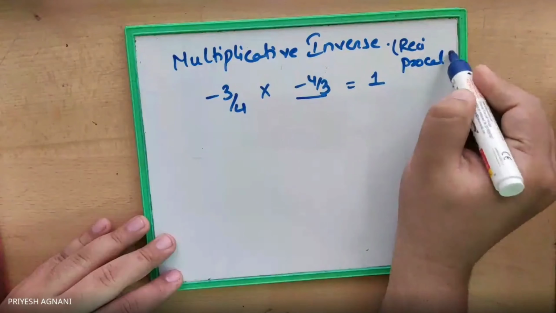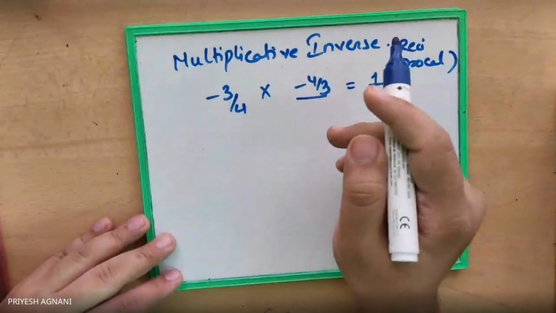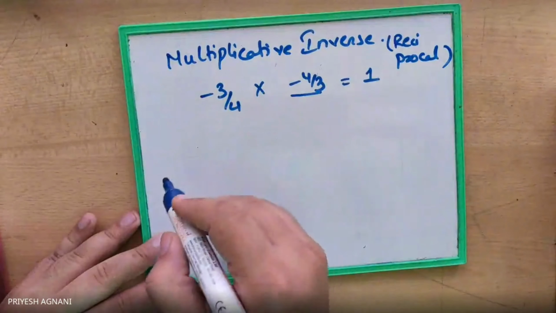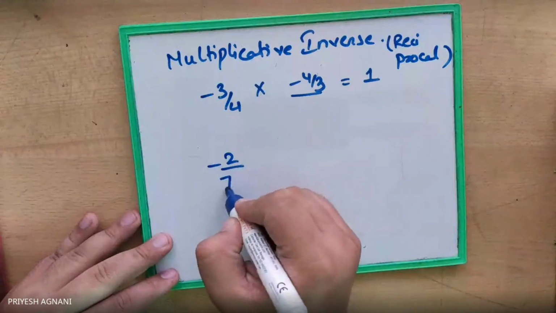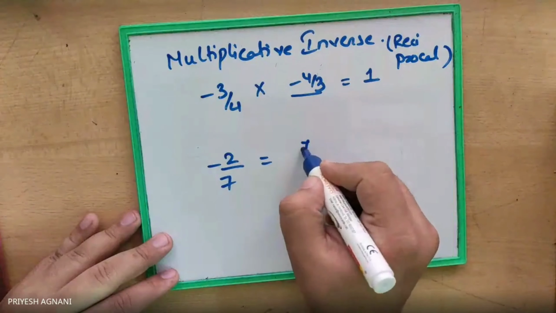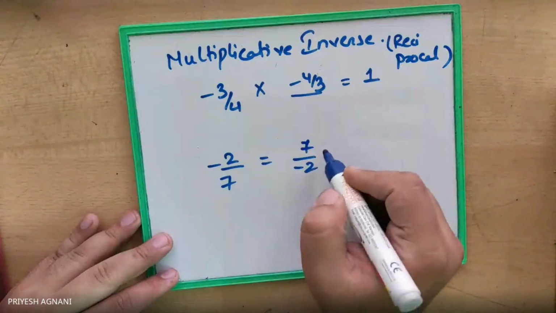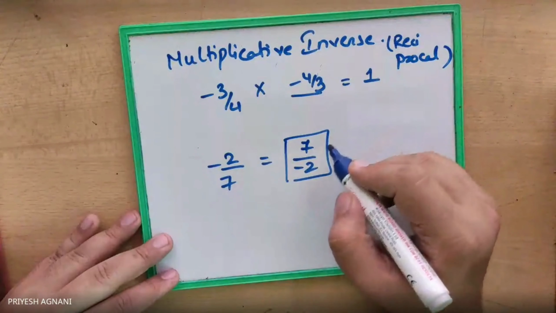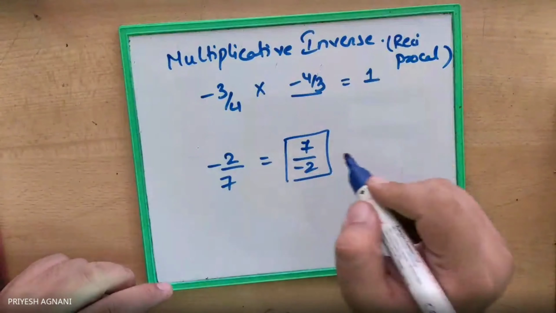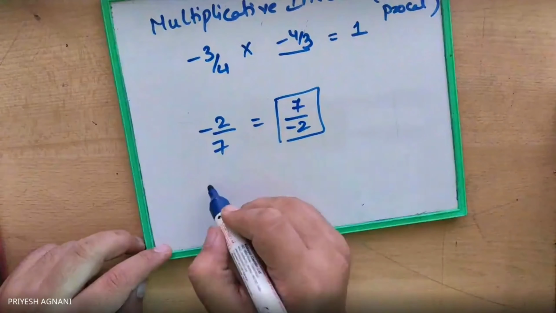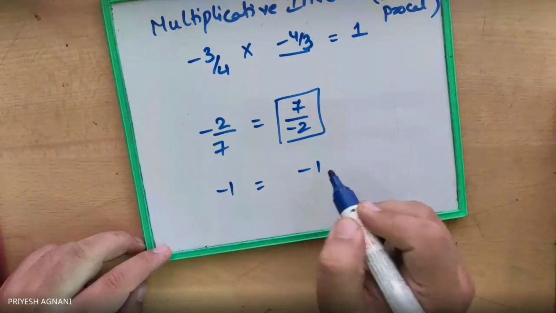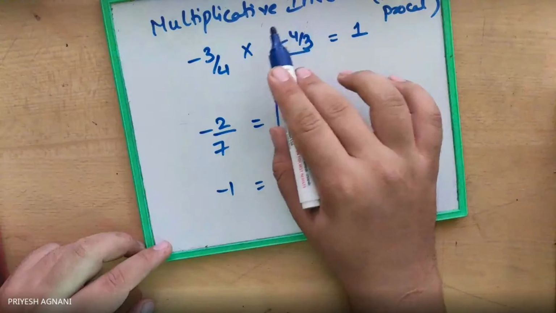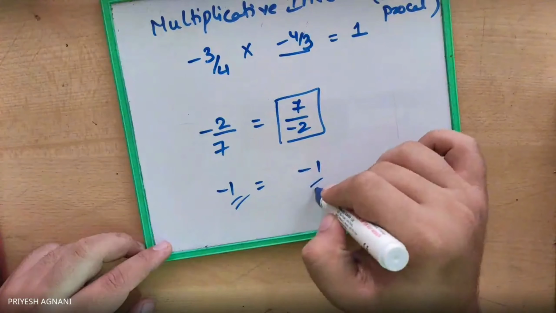Reciprocal means the numerator becomes the denominator and the denominator becomes the numerator. If it is minus 2 upon 7, it becomes 7 upon minus 2. Multiplicative inverse means the denominator and the numerator change position. If it is minus 1, it becomes minus 1 only, because the multiplicative inverse of minus 1 is minus 1.